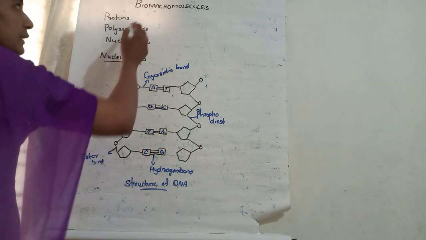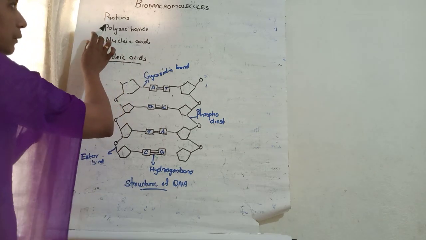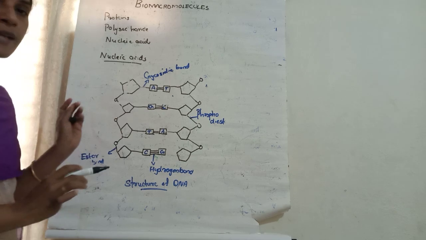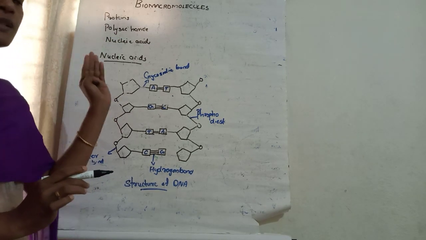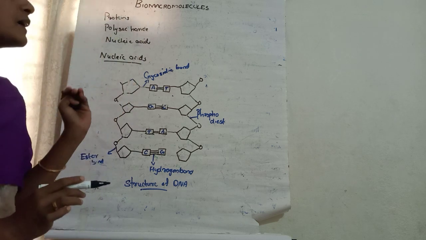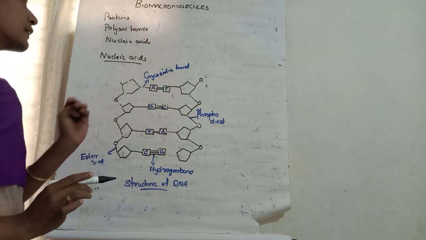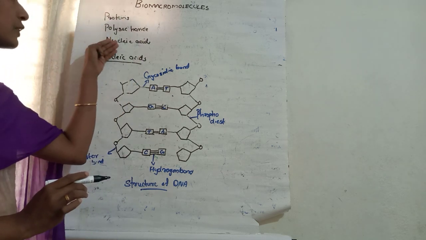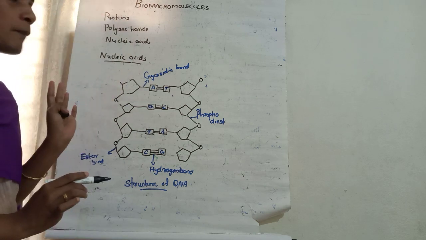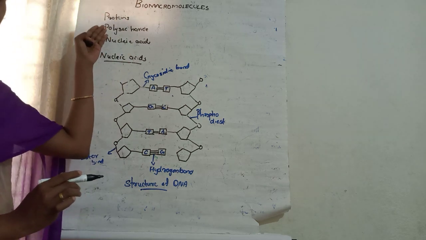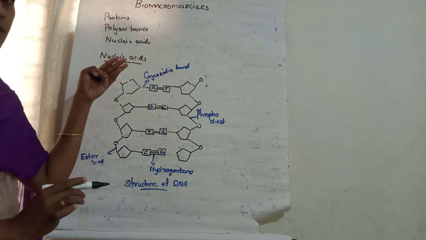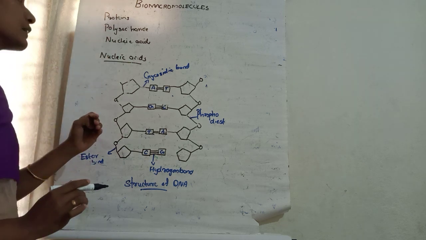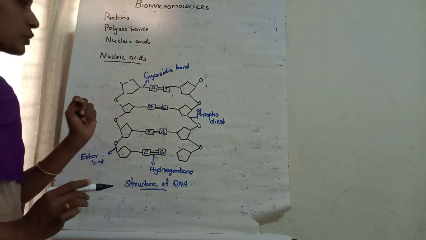Okay, and the important biomacromolecules are proteins, polysaccharides, and nucleic acids. These are present in the cytoplasm, that is, in the cell organelles. All the cell organelles are also considered biomacromolecules. Protein, polysaccharide, nucleic acid are considered biomacromolecules. The molecular weight is above 10,000 Dalton. Above 10,000 Dalton is what is called their molecular weight.